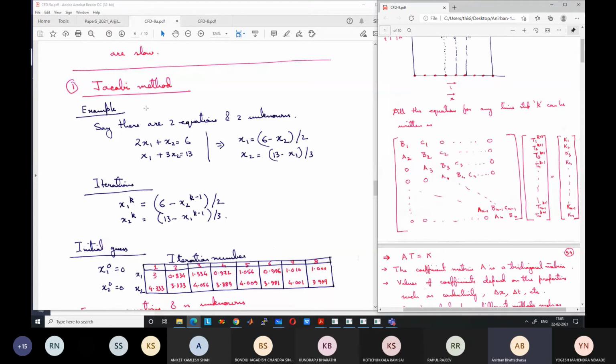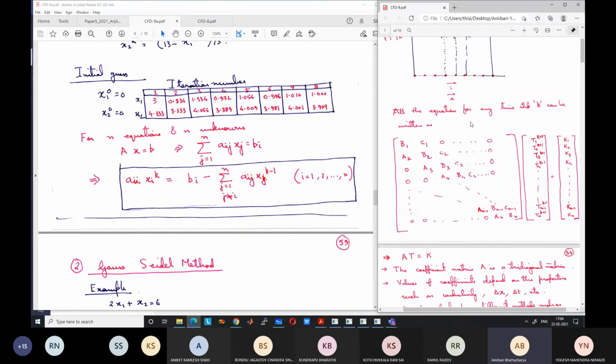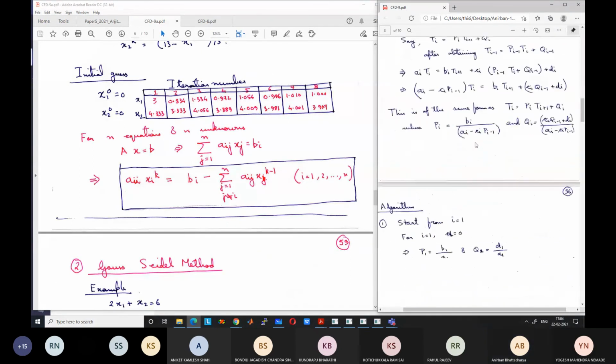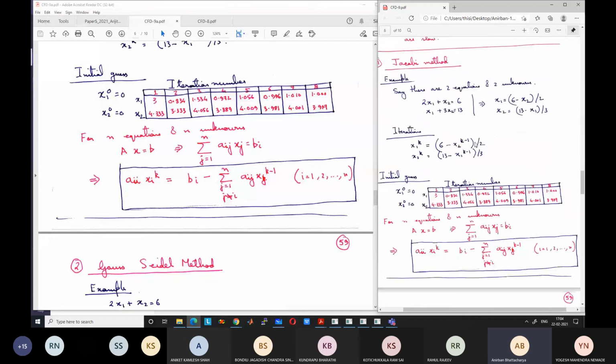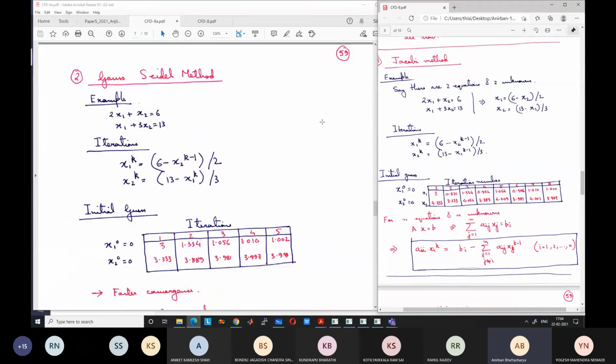Okay. That small modification of this method is known as the Gauss-Seidel method. Gauss-Seidel method. Okay. I will keep the Jacobi method open here and we will discuss the Gauss-Seidel method. Any question on the Jacobi method?